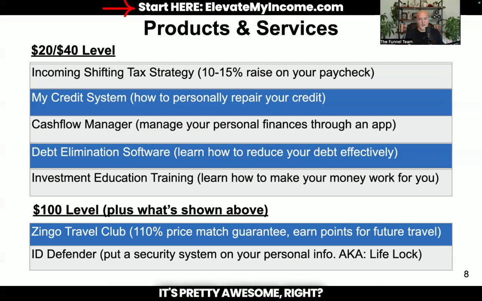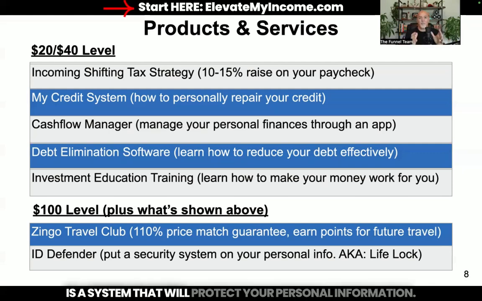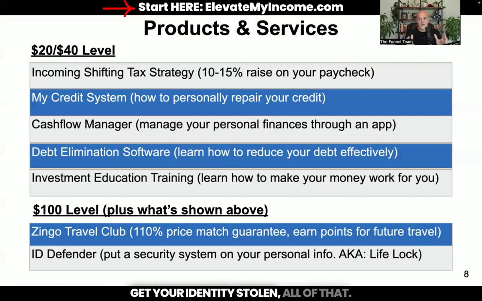It's pretty awesome, right? You're also going to get ID Defender. If you've ever heard of LifeLock, you know that this is a system that will protect your personal information. It's like having a vault around your social security number and your personal information to make sure that you never get scammed, you never get your identity stolen, all of that. It's really awesome. And you're going to get access to that at the $100 level.